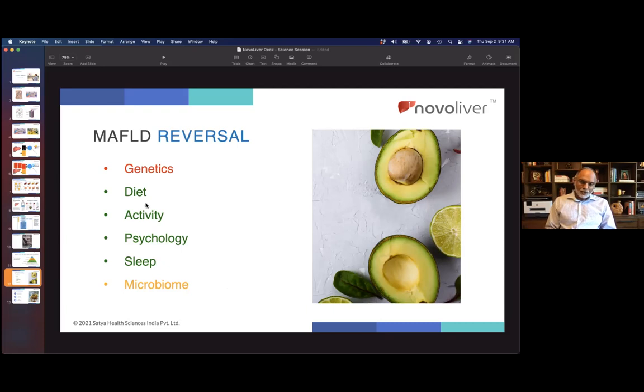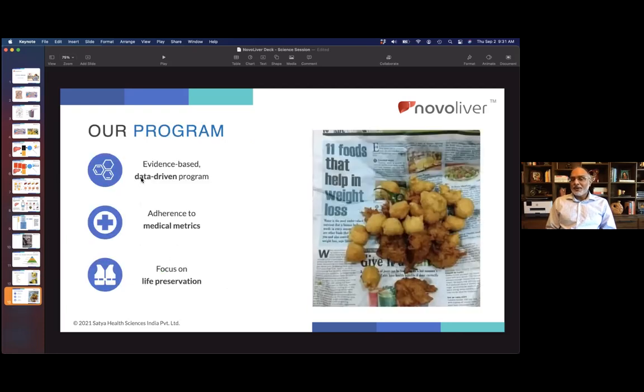So I think you see the pattern here in terms of the 4 pillars: diet, activity, psychology, sleep, all have to be addressed. And in that context, our program is evidence-based and data-driven. We look at your medical metrics. We're interested in what your labs look like and what your ultrasound and your fibroscan look like before you start the program, several months into the program, and hopefully well after the program, to show you that we have actually reversed your fatty liver disease. Because at the end of the day, we are about extending your lifespan, not about making you look good in a dress. This was just pun intended.